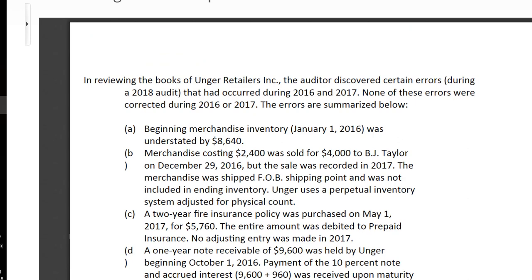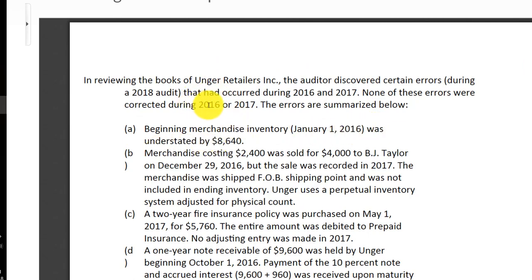So 2016, 2017 are closed. 2018 is still open, meaning we can make journal entries for 2018. All right, but we don't make journal entries for 16 or 17 because the general ledger is not available to make journal entries there. But if there need to be corrections, they must be disclosed in the financial statements and corrected there. So this first one, beginning inventory in 2016 was understated.